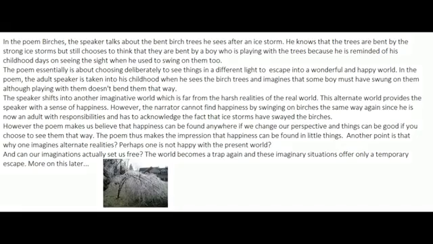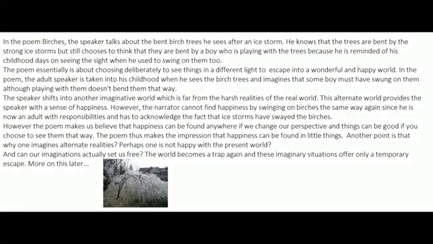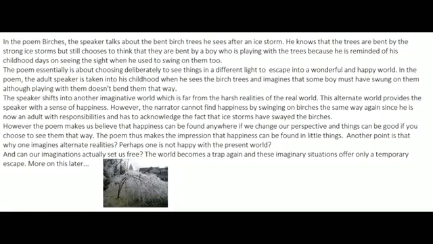So one of the themes of this poem is about youth, that the adult speaker wants his youth and his childhood days back. So childhood, youth, these are the important themes in this poem. Okay, this alternate world provides the speaker with a sense of happiness. Okay, so a temporary happiness, as long as he can imagine that he's in his childhood and he's playing with the birch trees. So some happiness is provided to the speaker, although this happiness is very temporary.